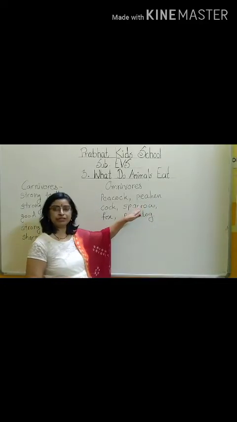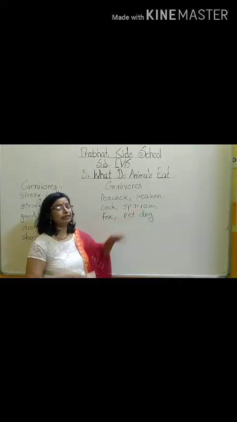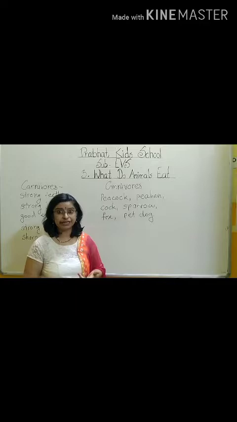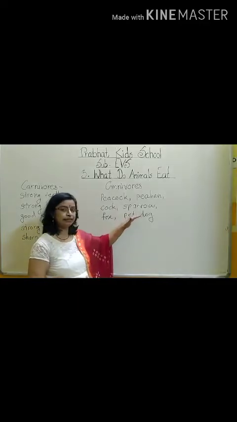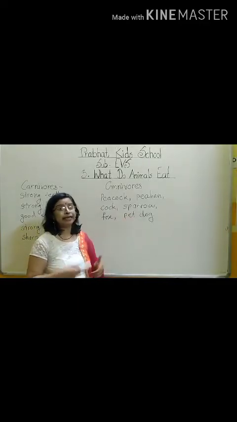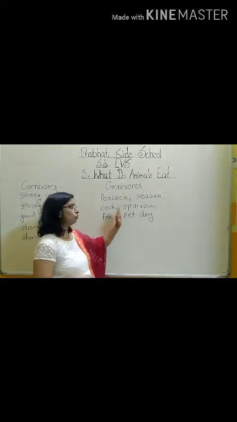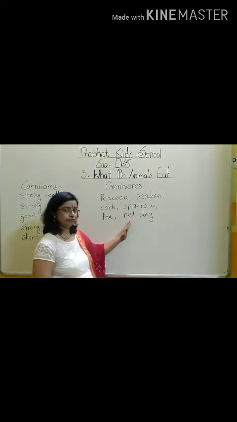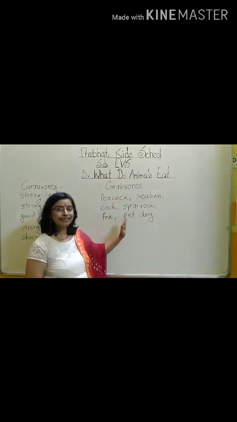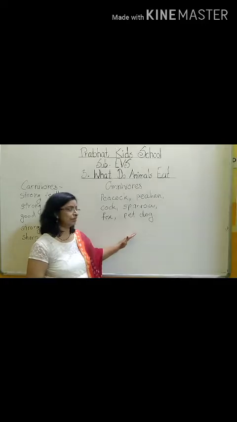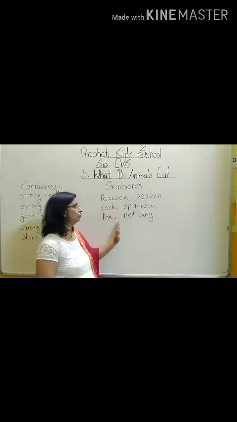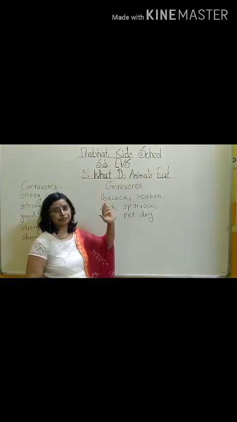If you observe, the sparrow eats grains. If you give them some grains, the sparrow eats the grains. Similarly, it eats caterpillars also, small caterpillars. So those animals eat both, parts of the plant as well as small insects or small animals. These animals are known as the omnivorous.